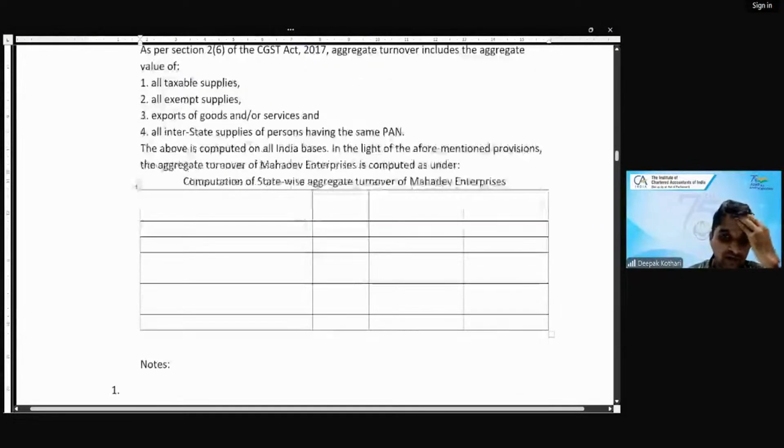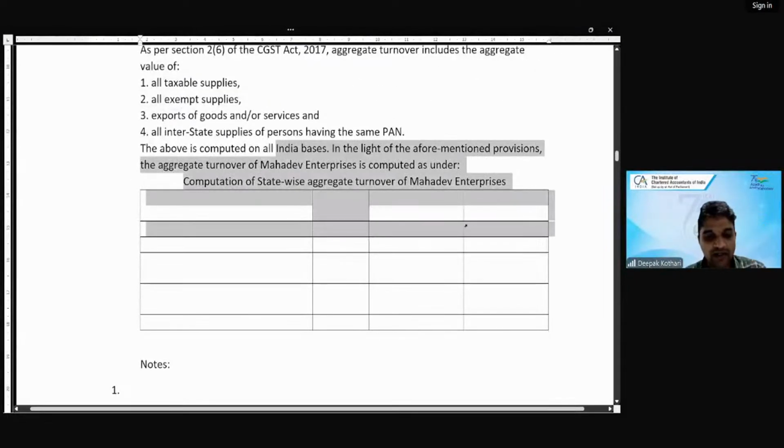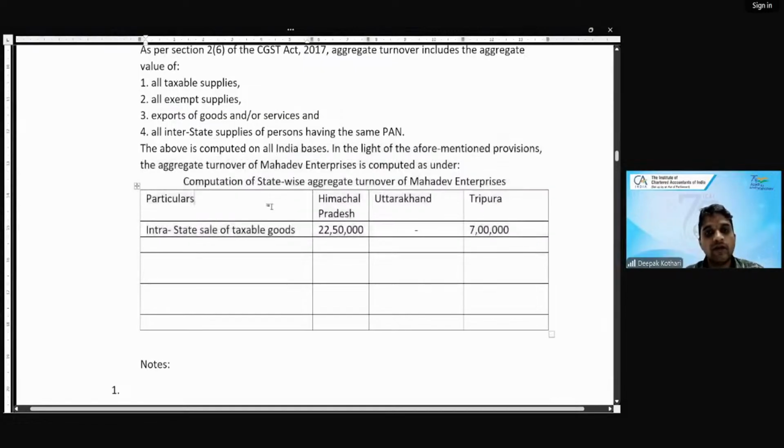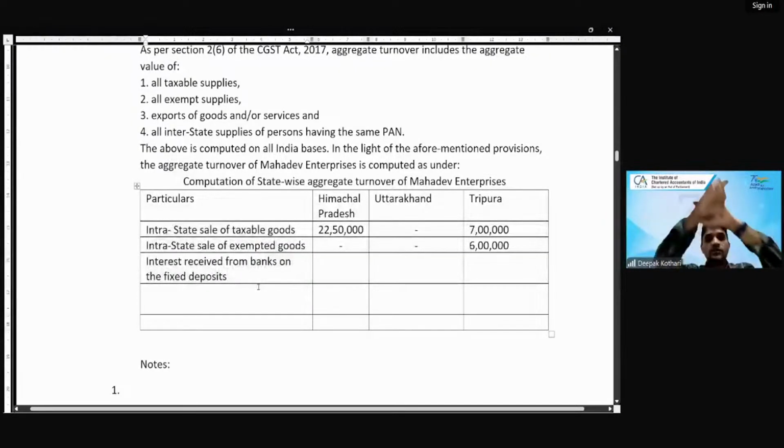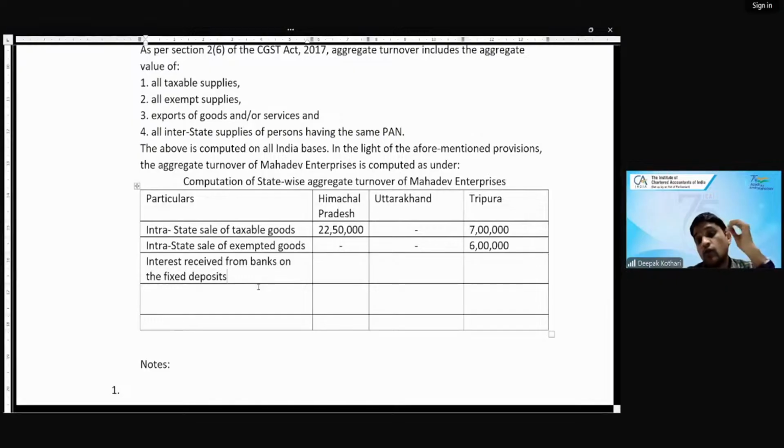So in light of the above, what is the aggregate turnover of Mahadev Enterprises? Himachal Pradesh and Tripura intrastate sale we will include. Interstate sale of exempted goods also we will include. Interest received from banks on fixed deposit should be included because they have asked what is the limit and what is the aggregate turnover also.